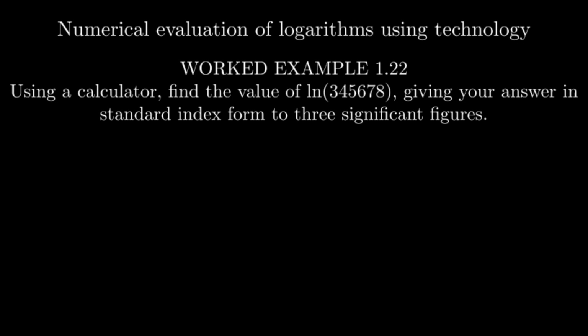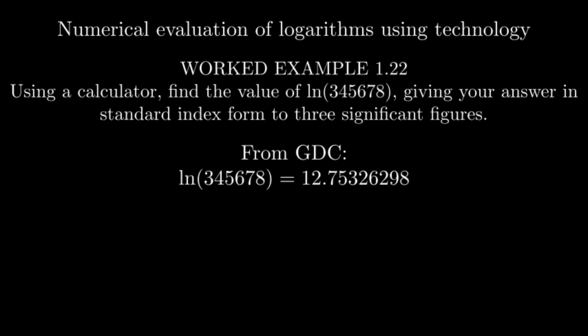The task is to use a calculator to find the value of the natural log of 345,678. We need to give the answer in 2 specific formats: rounded to 3 significant figures, and in standard index form. First, let's get the value from the calculator. You would type ln, then 345,678, and press enter. Your calculator display should show something like 12.75326298.